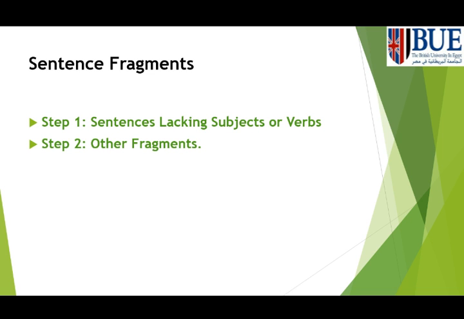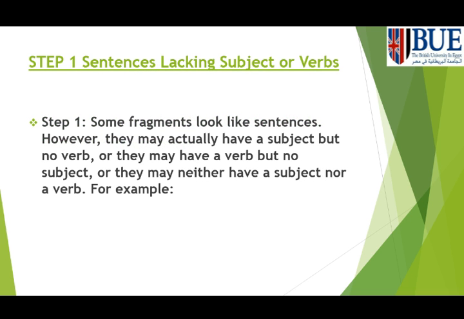Now we're going to look at ways of recognizing sentence fragments and how to correct them. The first type are sentences that lack a subject or a verb. Some fragments look like sentences. However, they may actually have a subject, but no verb. Or they may have a verb, but no subject. And in other cases, they may have neither a subject nor a verb.